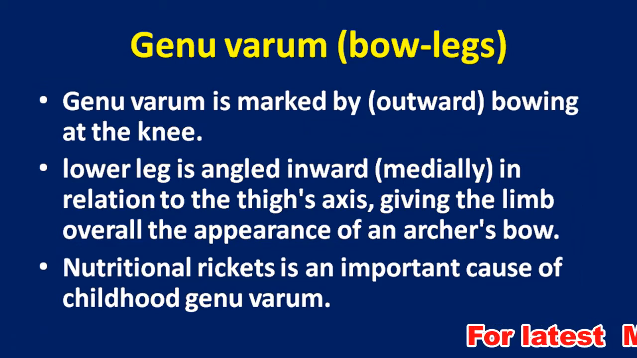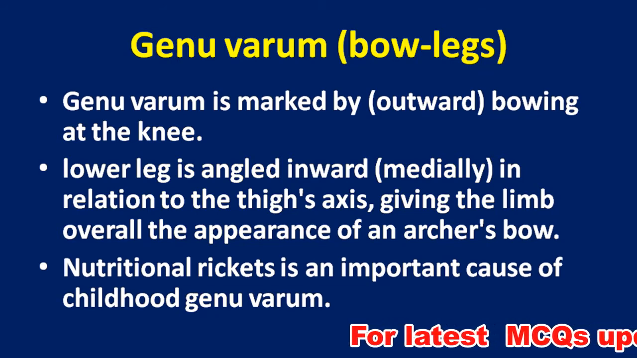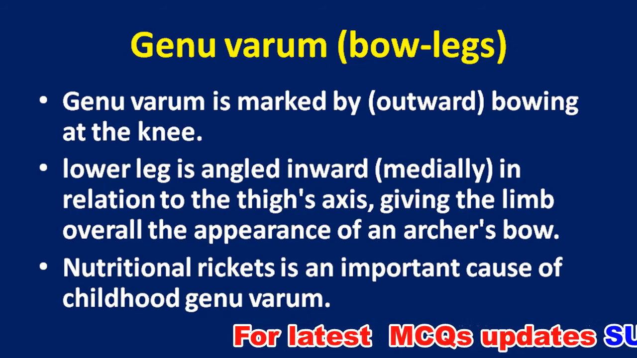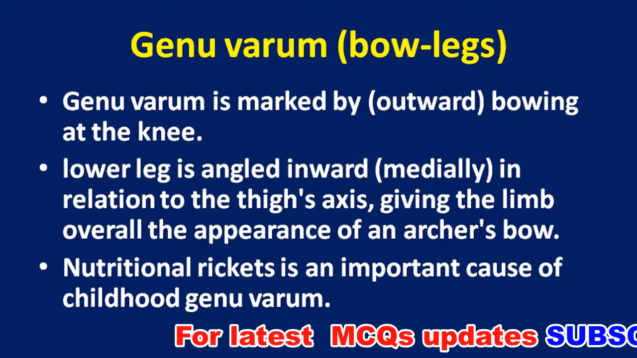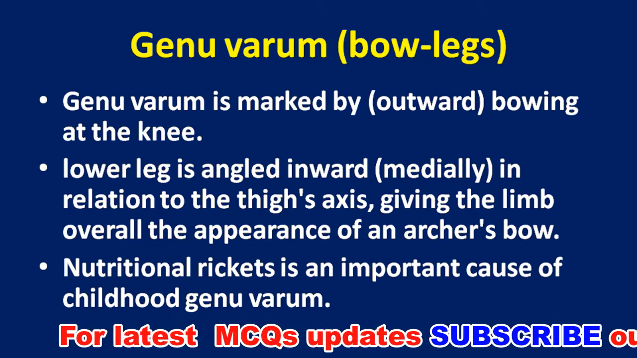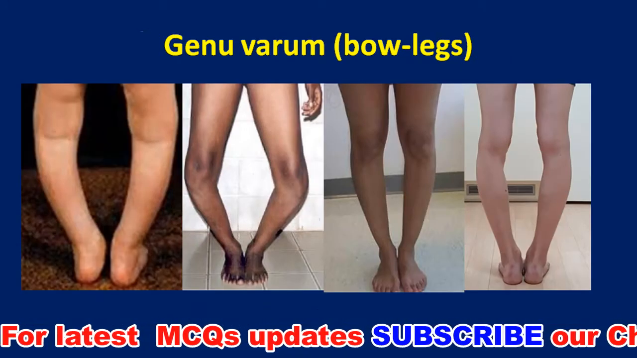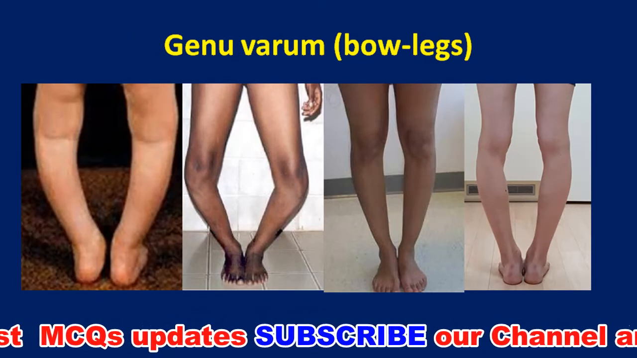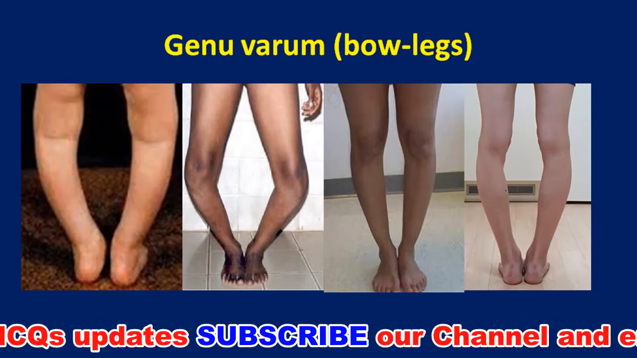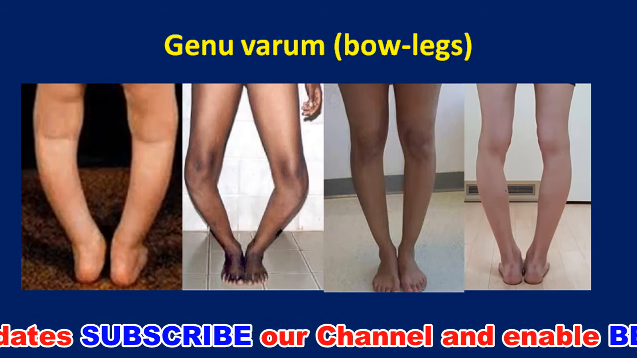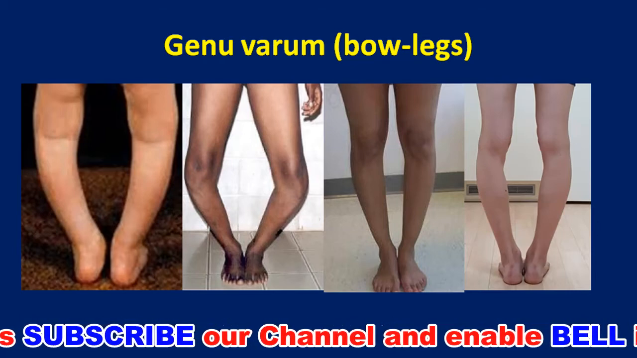Lower leg is angled inward medially in relation to the thigh's axis, giving the limb overall the appearance of an archer's bow. Nutritional rickets is an important cause of childhood Genu varum. From the images, you should understand that the lower legs are angled inward medially in relation to the thigh's axis. So it gives the appearance of a bow, that is known as bow legs or Genu varum.